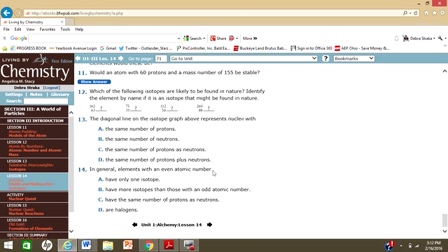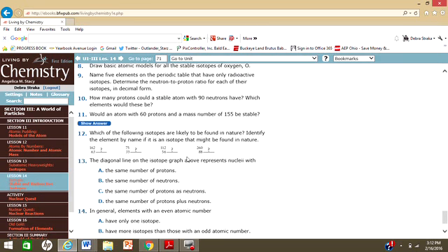Last question. In general, elements with an even atomic number... what you want to do is go ahead and look at those elements with an even atomic number and see which one of these best fit. They have only one isotope, have more isotopes than those with an odd atomic number, have the same number of protons as neutrons, are halogens. Whichever one seems to fit the best, and you're going to have to be looking at your isotope chart to see that, then finish out the sentence and just write that. So don't just write a letter there or it'll be wrong.